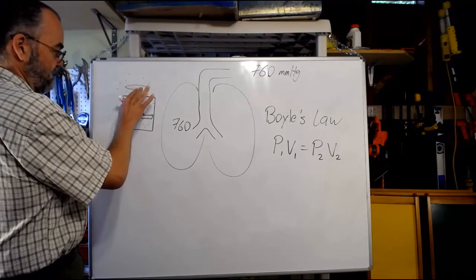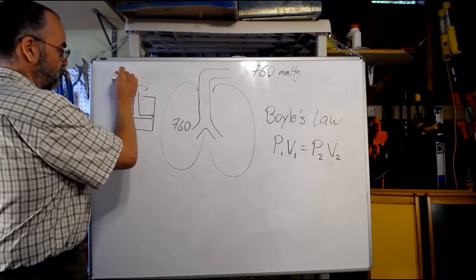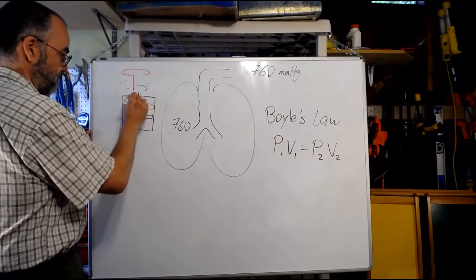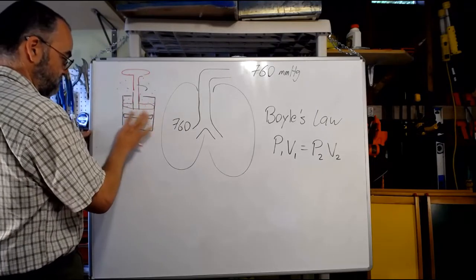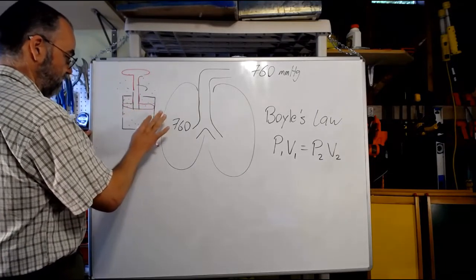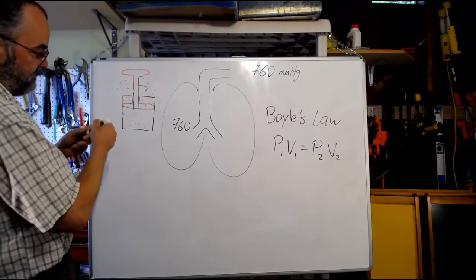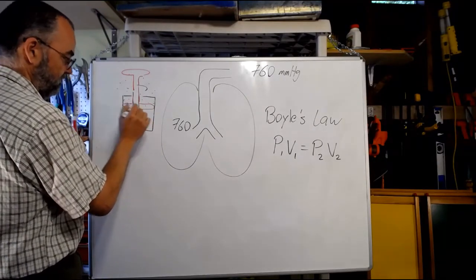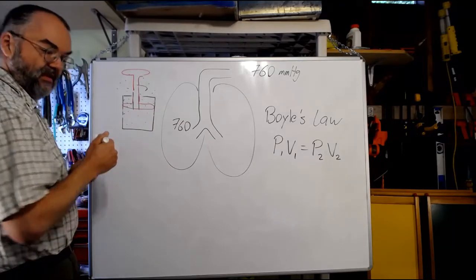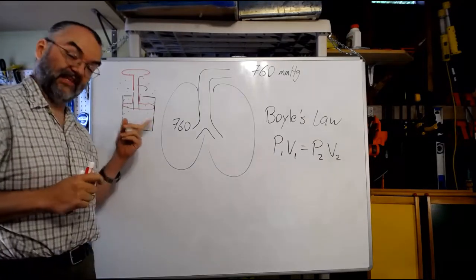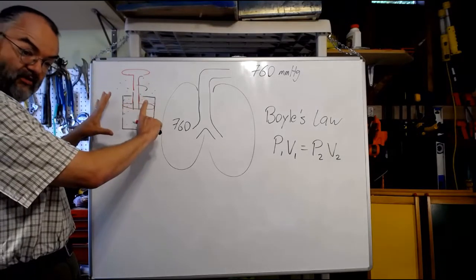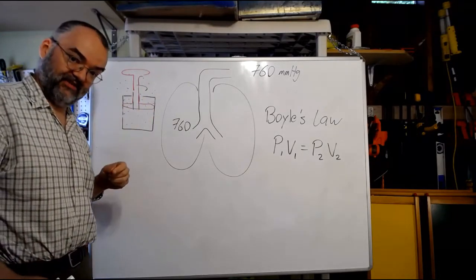So I go from here to here. If I do that, that same number of gas molecules in here is now spread out over a wider area. So now they're hitting the walls less often, exerting less pressure. I make volume bigger and pressure decreases.